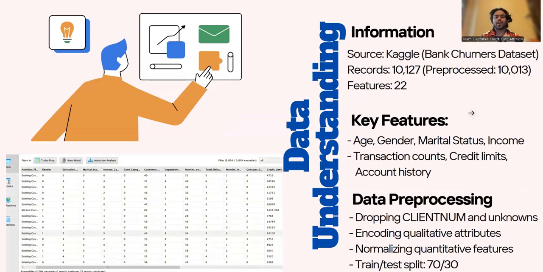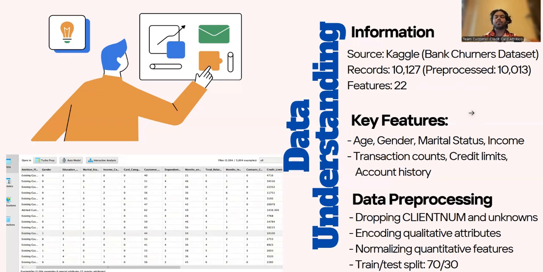The data used for our analysis comes from Kaggle and is referred to as the bank churners dataset. Initially, it included 10,127 records and 23 features. After pre-processing, we had a clean dataset with 10,013 entries and 22 useful features. These features span customer demographics such as age, gender, income, as well as behavioral data like transaction amounts, credit limits, and account history. Understanding these features helped us define our modeling strategy and provided insights into what might trigger customer churn.